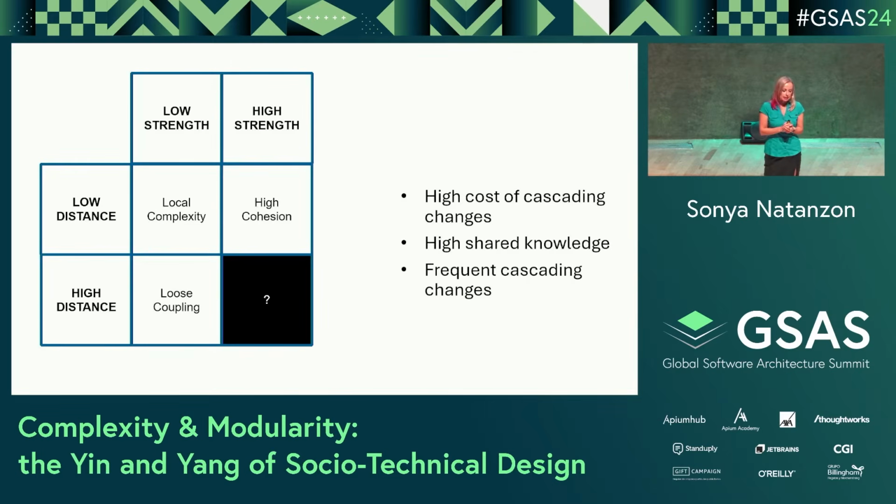Last but not least, we have high integration strength over high distance. Here we have high cost of cascading changes. We have high shared knowledge. So what does that mean for us? Double whammy. Things are that much more difficult with frequent cascading changes, and that relationship is global complexity.